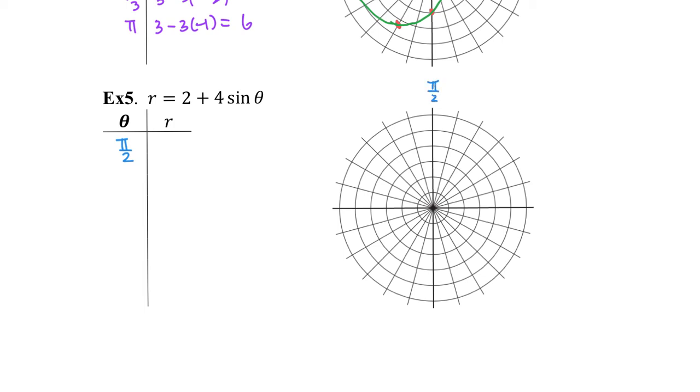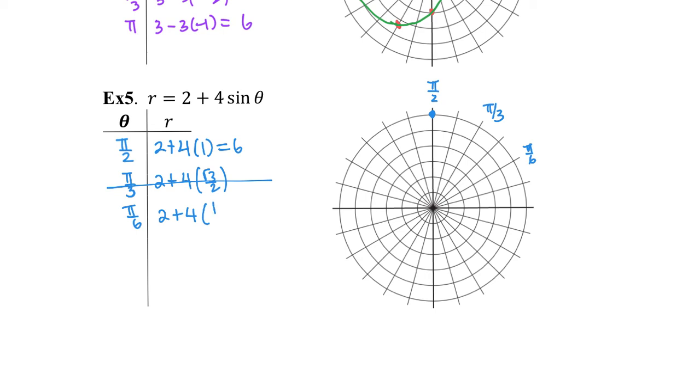I'm right-handed. Okay, 2 plus 4 times the sine of pi over 2, 6. Okay, let's try pi over 3, which is over here. 2 plus 4 times, is that the root 3 over 2? There's nothing wrong with this. I just don't want to have to estimate it, so I'm going to skip it. I'm going to go to pi over 6. And if I don't need it, then I'll make my life a little easier.